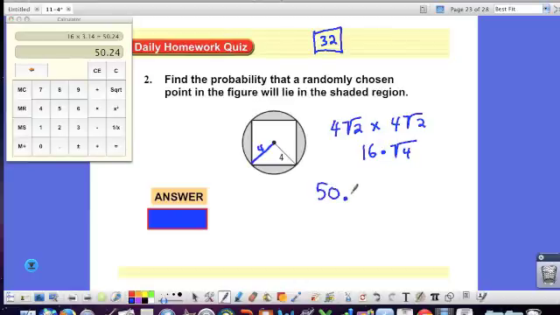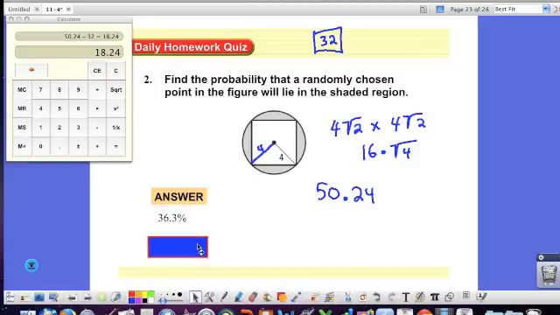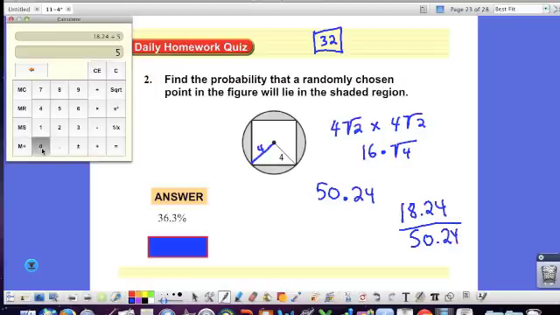50.24. Obviously, because I'm using 3.14, not pi, I'm going to have some rounding issues here. Minus the area of the square. So I'm left with about 18.24. They wanted probability. 18.24 out of 50.24 equals about, well, same thing even with rounding, 36.3%.